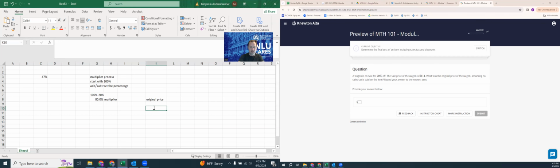Let's get the sale price by taking the original price. Let's say original price is $150. So then I'll take the original price and multiply it by my multiplier, which is 80%. I'm using cell references.